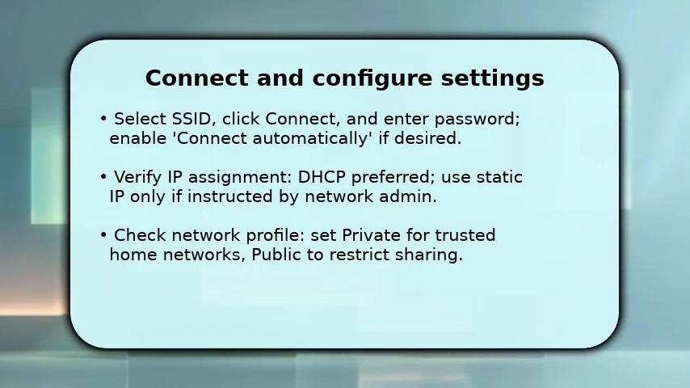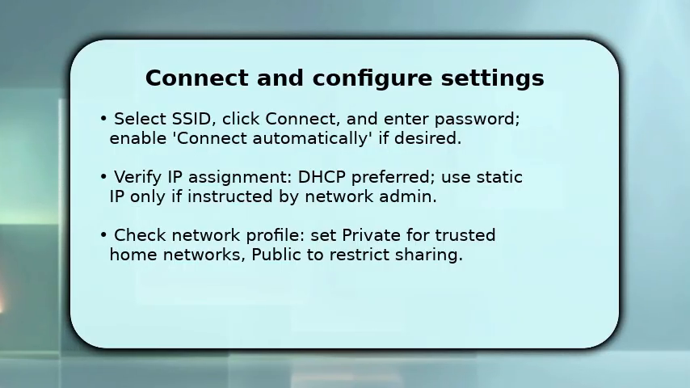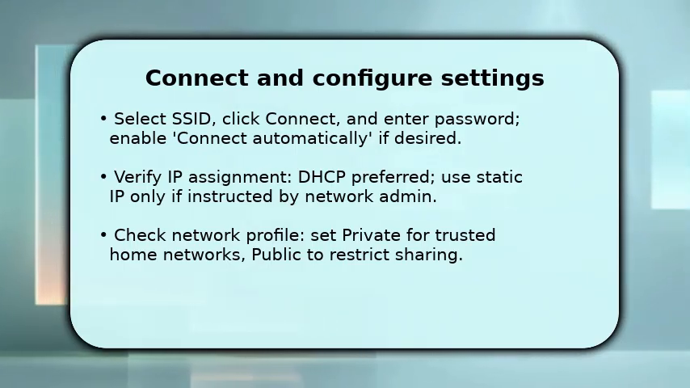Once joined, Windows or your OS requests an IP. DHCP usually assigns it automatically, so you normally leave settings as automatic. If you need a static IP, enter it with Gateway and DNS from your network admin.